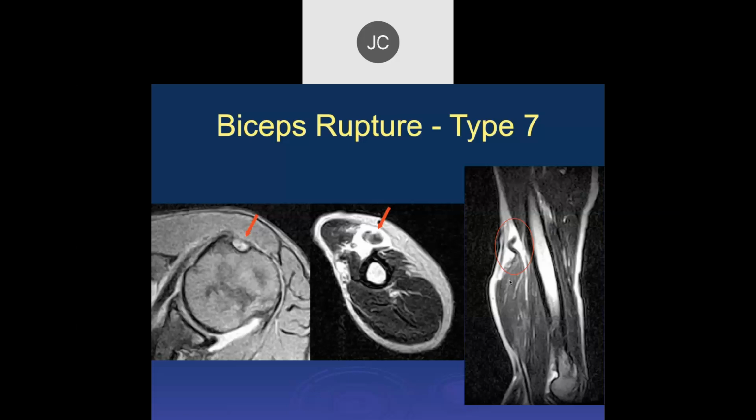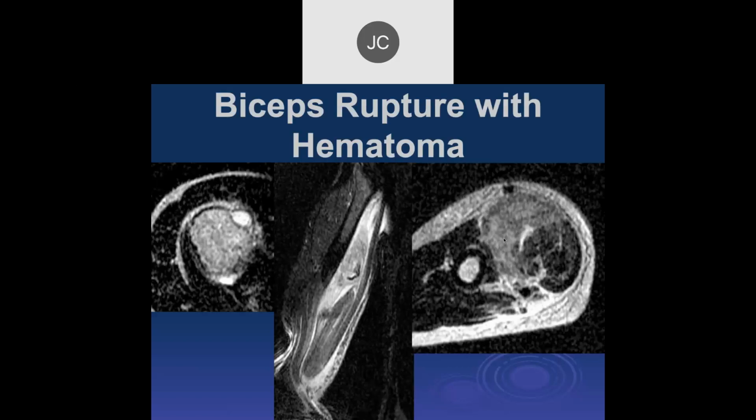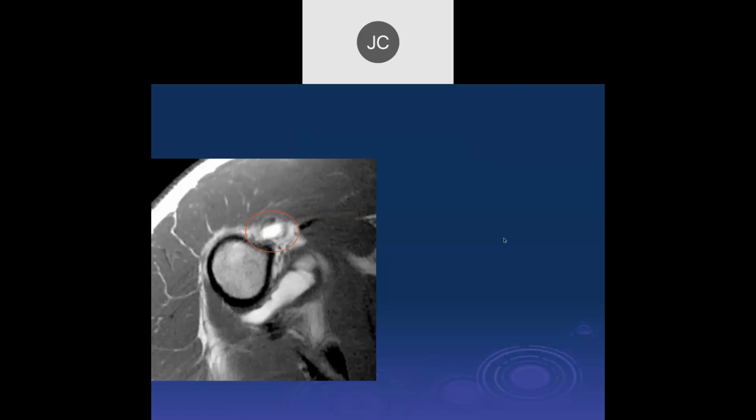And here's another low field scanner, again showing absent biceps in the intertuberous groove, a lot of hemorrhage and distal retraction of the biceps tendon. We can see all the hemorrhage and edema here distally. That was a type 7 with a big hematoma associated with it.